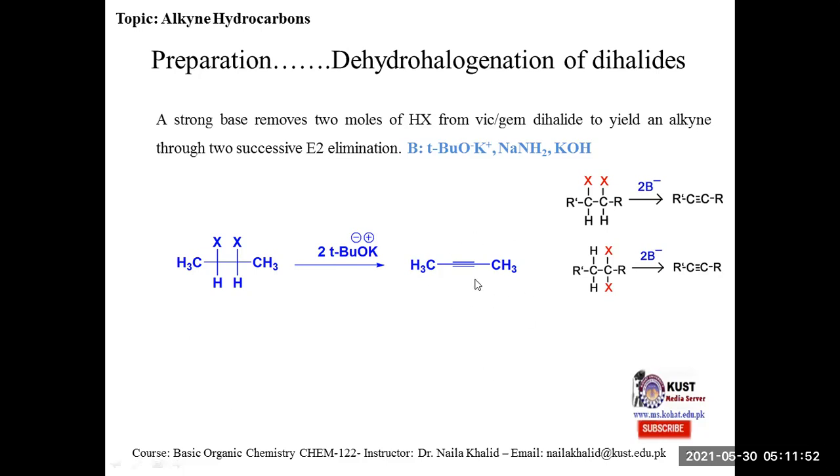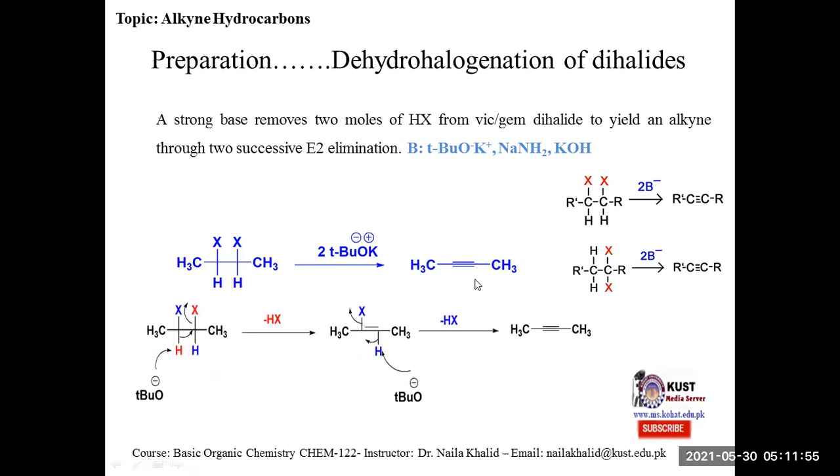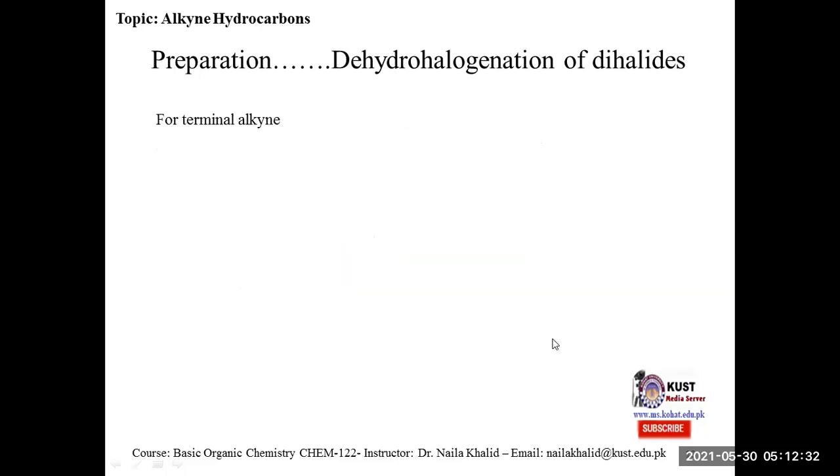This is alkyne hydrocarbon. Mechanism of this reaction. Mechanistically, this is E2 elimination. So it is elimination of hydrogen and halogen from the adjacent carbon. When tertiary butoxide is treated with this halide, what happens? This potassium tertiary butoxide will furnish you butoxide anion. This anion will attack on this hydrogen. Elimination in the first step leads to carbon-carbon double bond, and elimination in the second step leads to carbon-carbon triple bond.